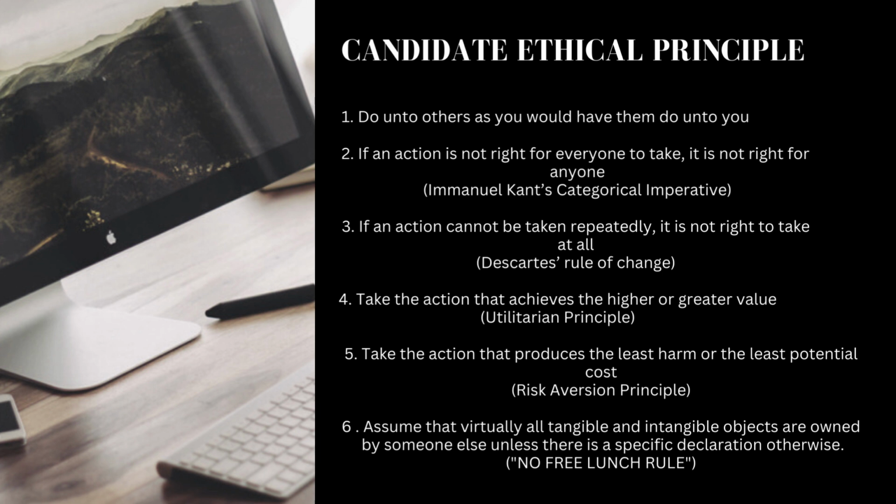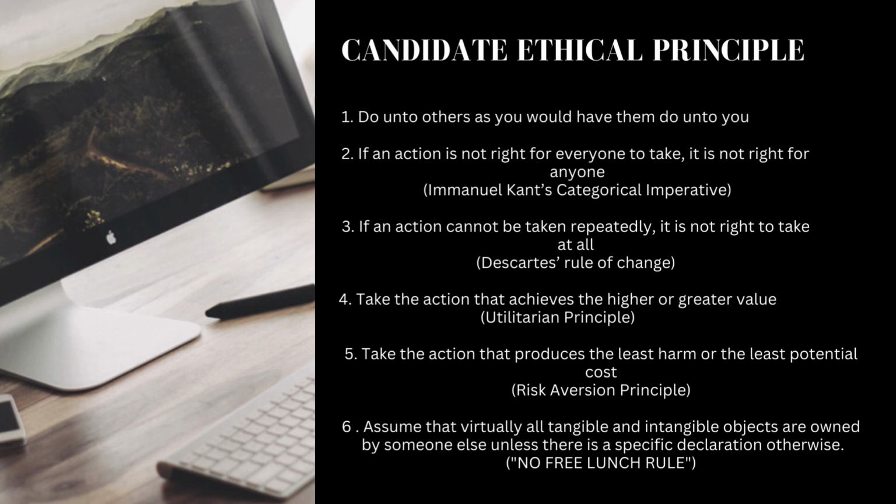Now, some actions have extremely high failure costs of very low probability, let's say building a nuclear generating facility in an urban area, or extremely high failure costs of moderate probability, like speeding and automobile accidents. Those are some of the examples. So avoid these high failure cost actions, paying greater attention to high failure cost potential of moderate to high probability. Fifth, take the action that produces the least harm or the least potential cost. That's the risk aversion principle.